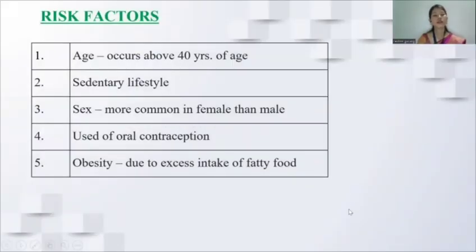The next, coming to the risk factors. The risk factors are age, as I have said in the incidence, above 40 years of age is higher, sedentary lifestyle, then sex, more common in female than male, then use of oral contraception, and also obesity.